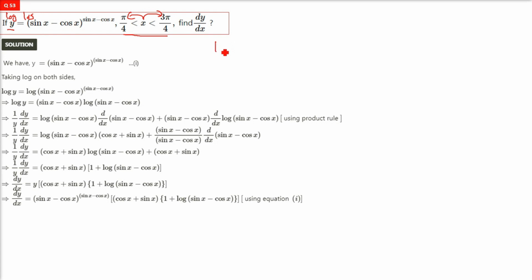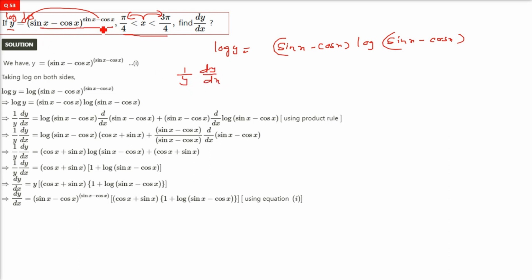So log y will be equal to, this will come in front, so (sin x minus cos x) times log of (sin x minus cos x). Now there are two terms on the right, so we'll apply the product rule here. Let us differentiate both sides. 1 by y dy by dx, and y is the whole of this, because we are going to keep it on the right just now.